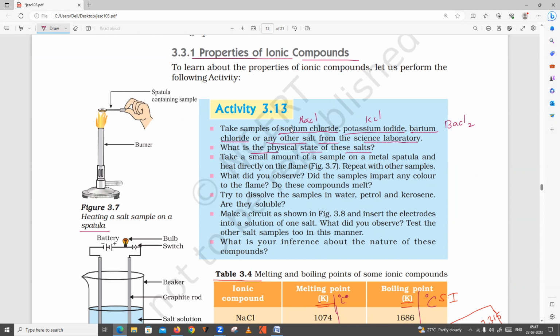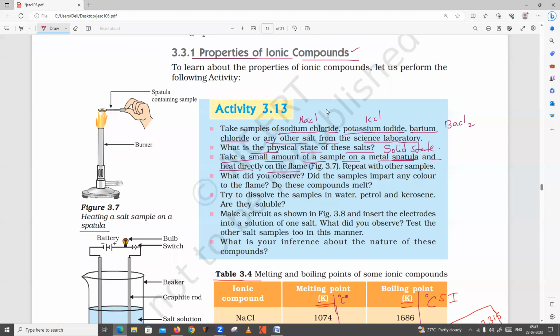What is the physical state of these salts? That is the first question. Everybody, what is the physical state of these salts? Yes, all the salts are present in what state? In a solid state. Okay. So please remember all the ionic compounds. What is the physical state of them? Everybody? Solid state. Okay.